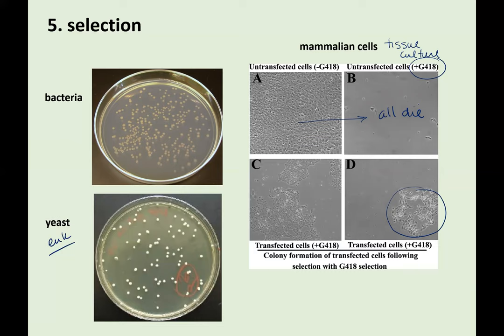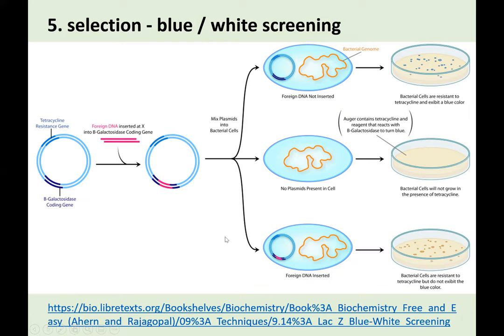There's another cool method for bacteria that's called blue-white screening. And for that, you have to have a special plasmid. So your plasmid has to encode a gene called beta-gal or beta-galactosidase, in addition to antibiotic resistance, you gotta have both. But what's cool about this is you clone your foreign DNA into this beta-gal gene, and it interrupts it and makes it non-functional.